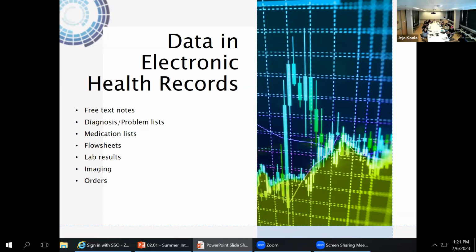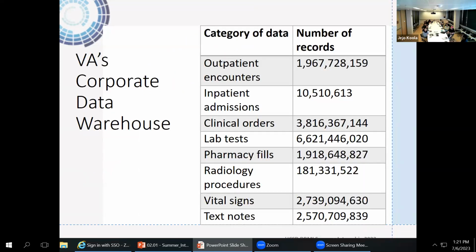So how do we access information directly from the electronic health record? And how is that information stored? This is the next portion of what we're going to be talking about today.